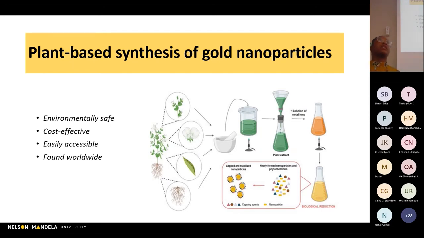Current sustainability goals prefer the use of plants for the synthesis of gold nanoparticles because the traditional methods use toxic chemicals in the synthesis, and plants are environmentally safe, easily accessible, can be found all over the world, and are very cost effective. So it is easy to synthesize using a plant because you do not need the high-end equipment that is used in the traditional chemical and physical synthesis of gold nanoparticles.